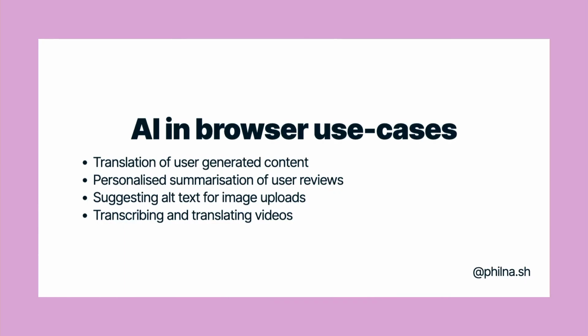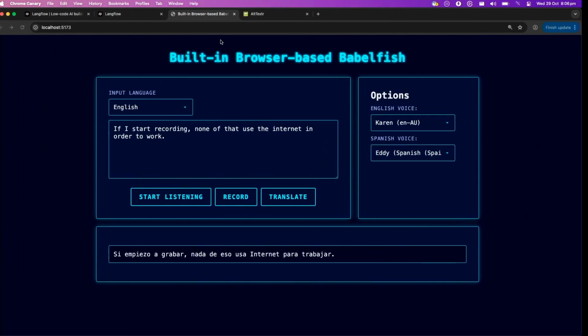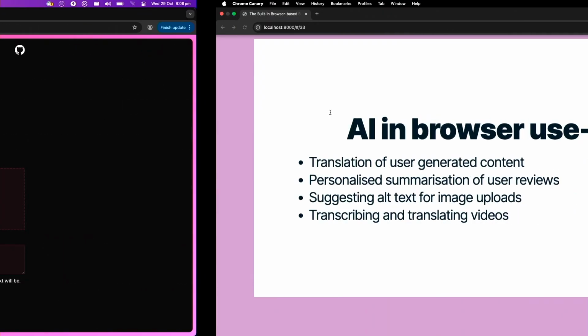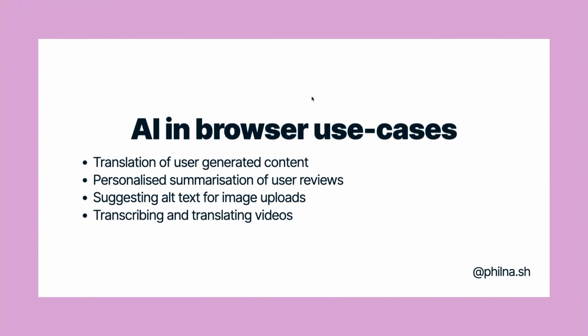I really like suggesting alt text for image uploads. I think that's one use that we could absolutely put the multimodal prompt API into action for. I've built an alt text generator, but this one uses Langflow in the background, so you have to pay for your model use. But if you can do it inside of the browser, brilliant.